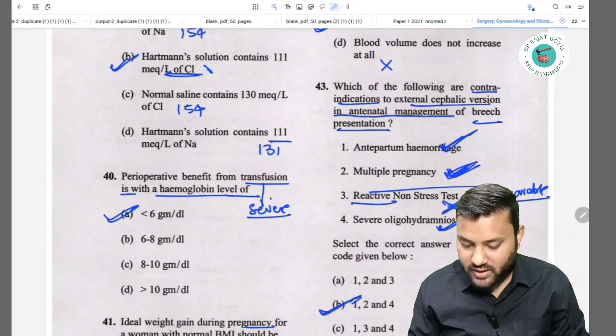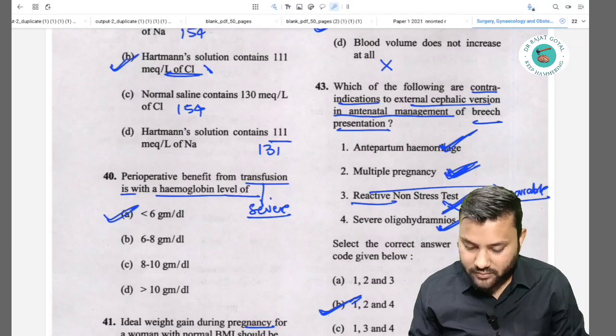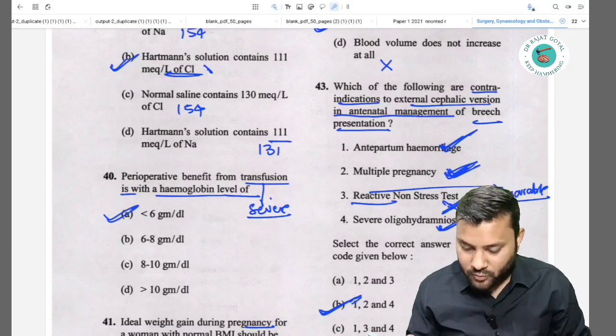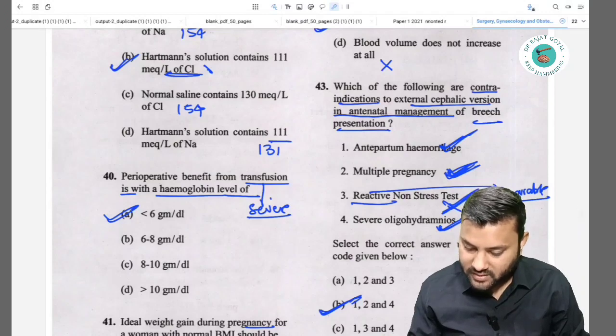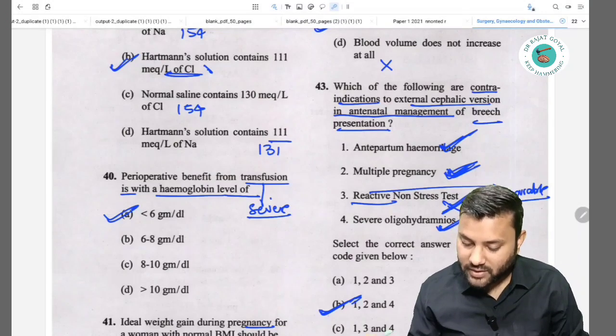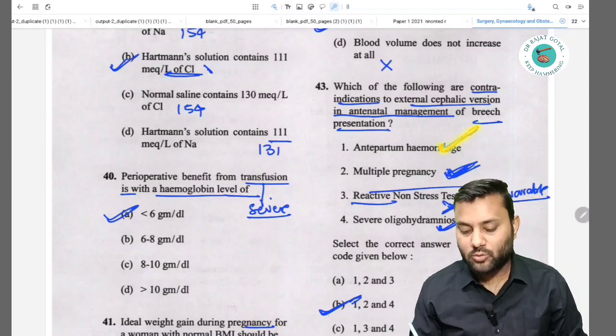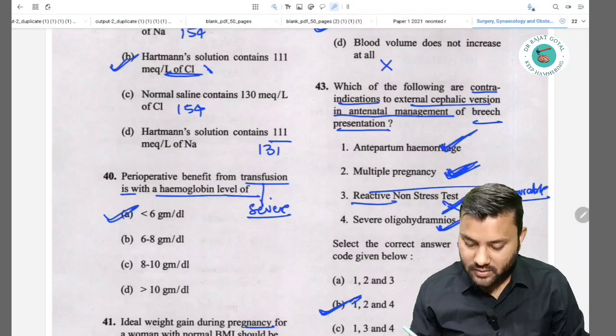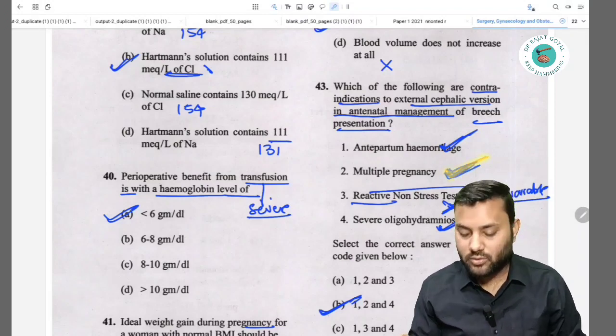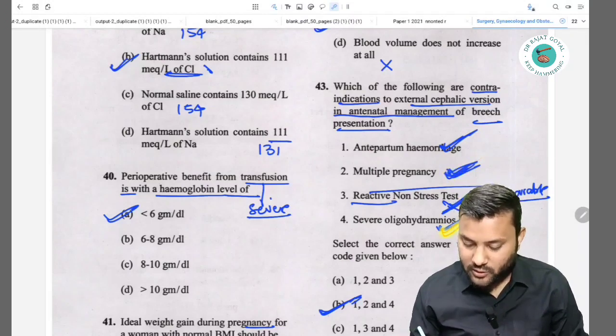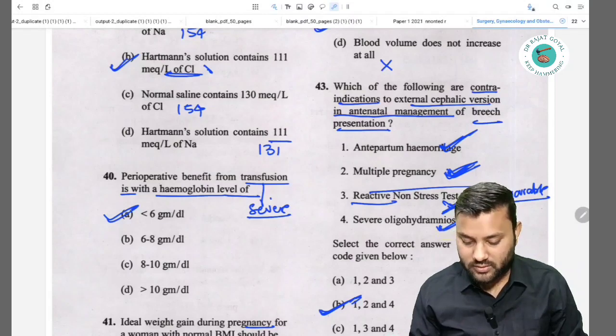Which of the following are the contraindications to the external cephalic version in the antenatal management of the breech presentation? So whenever there is an antepartum hemorrhage, we do not do the external cephalic version. In multiple pregnancy we also don't do this, and in severe oligohydramnios we also don't do this.